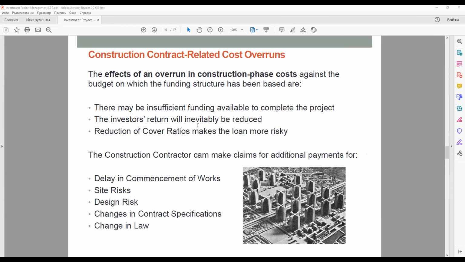But a so-called fixed price contract is never 100% fixed, and the risk of the construction contractor making claims for additional payment under various contract provisions has to be considered. These claims come under several categories: delaying commencement of works, site risks, design risks. And this design risk applies to most projects.